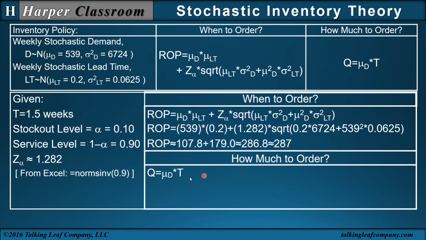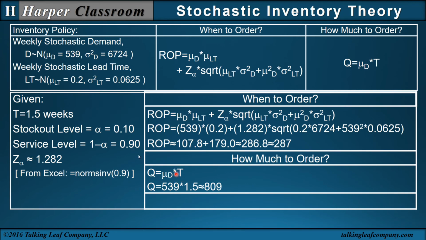Now, the lot size. I bring down the lot size equation. The mean of the demand is 539 times my inventory period of 1.5 weeks, which is approximately 809. So my inventory policy is 287, 809. But let me point out that all these values are in weeks. And if there's a mixture of time units, they all have to be converted to the same time units for these equations to work. And again, there's a video on time conversions in the Harper classroom.